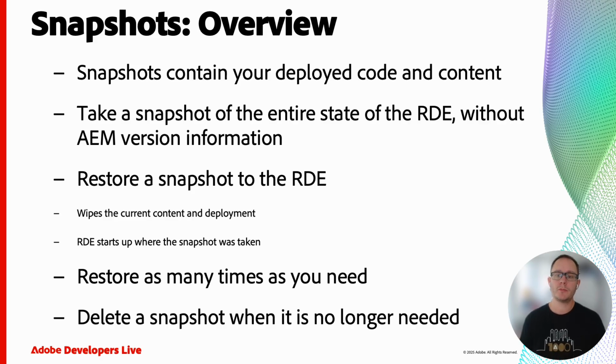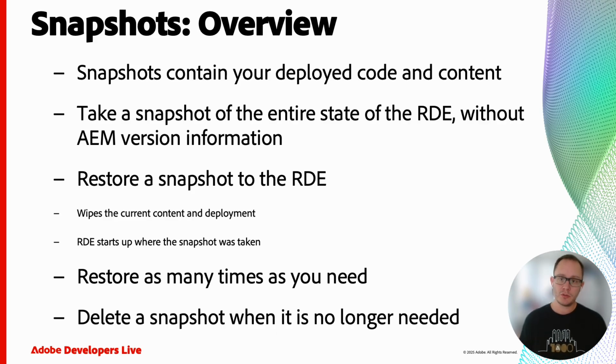So a snapshot contains the deployed code and the content that you have installed previously. So everything that you have used the AEM RDE install command for is basically going into a snapshot. Also, if you would delete some of the files and take a snapshot afterwards, then only the files which are currently installed on the RDE make it into the snapshot. And that gives you the possibility to store that away and use it at a later time point.